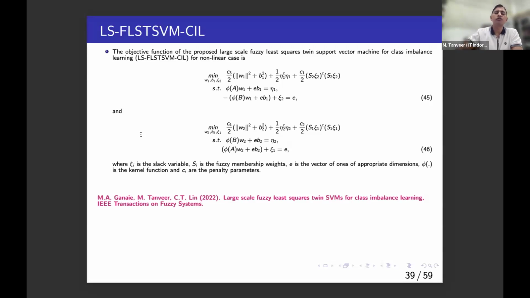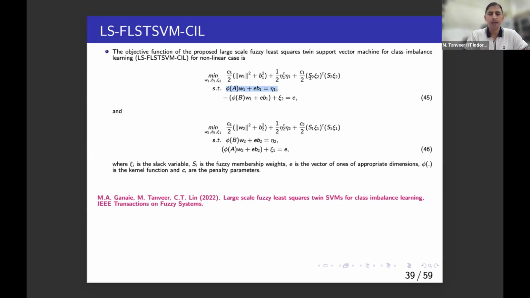What we are doing first is incorporating an extra regularization term, where we are just putting eta1 transpose eta1, and eta1 we just kept as a constant. S1 and S2 are fuzzy membership weights, and xi1 and xi2 are the slack error variables. Essentially, we are giving appropriate weights to each data point, so it helps us to classify more efficiently.